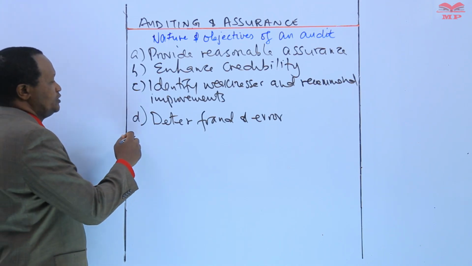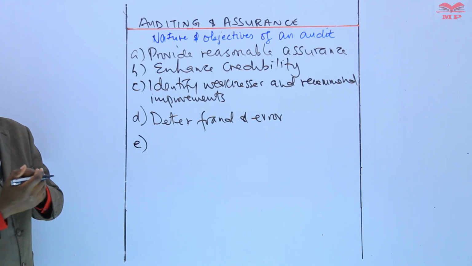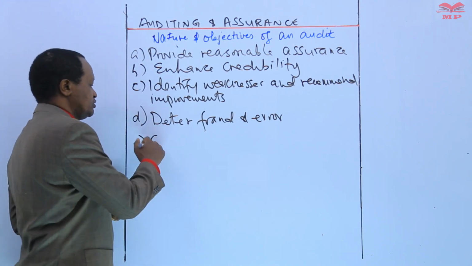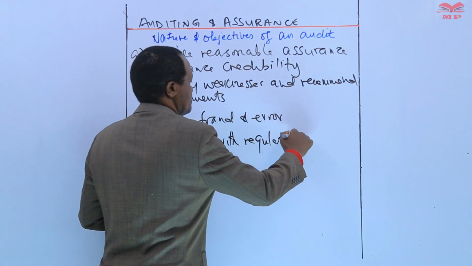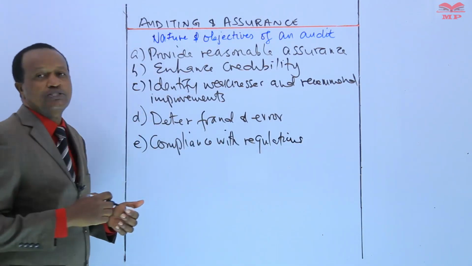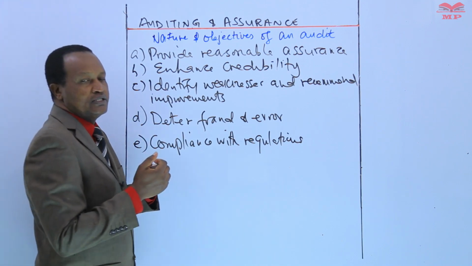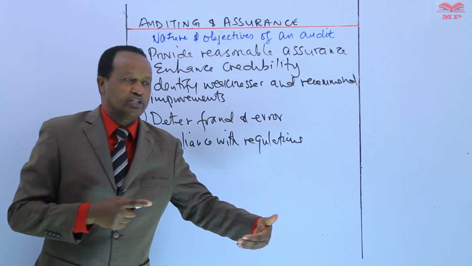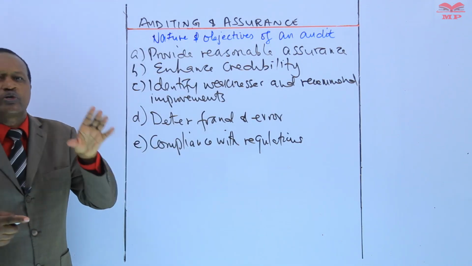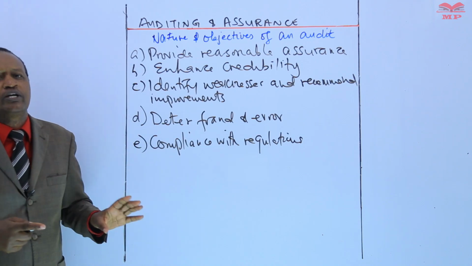Then the last objective is in relation to compliance with regulations. Now, in some cases, audits are required by law or regulation to ensure that organizations are complying with specific financial reporting requirements.